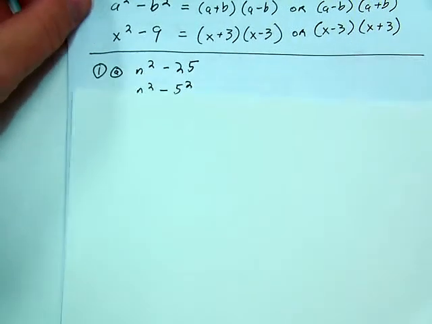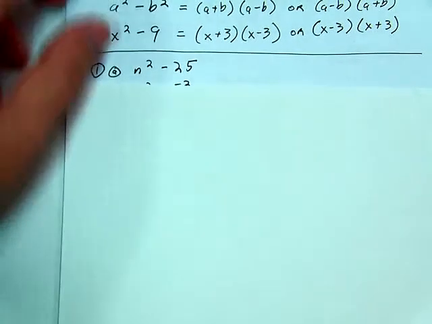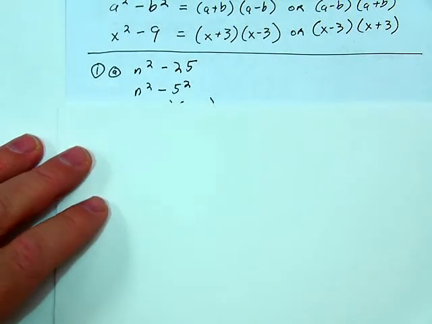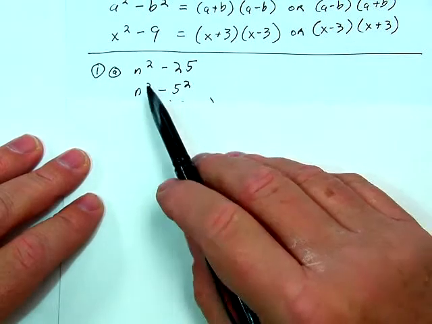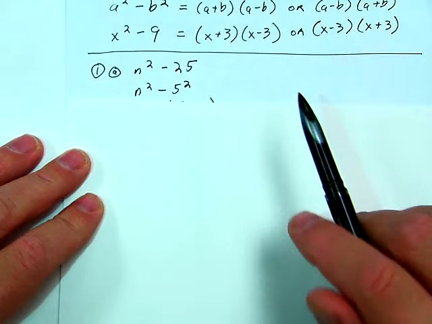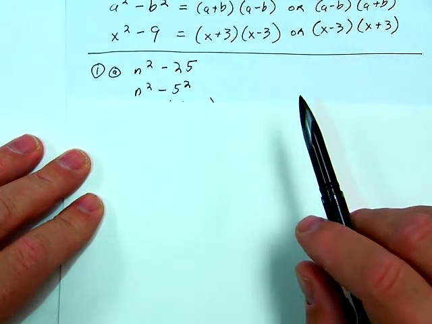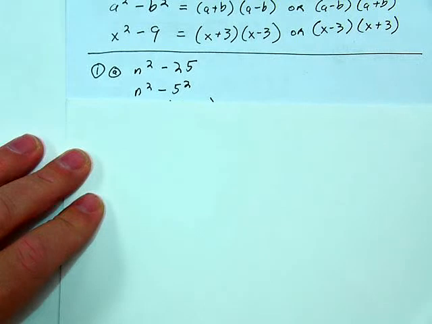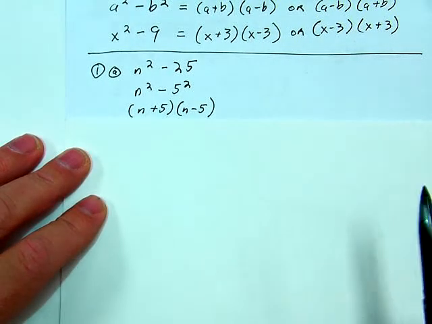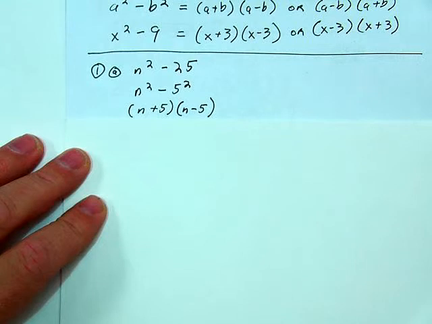All right, example 1a in your book. What if I have n squared minus 25? Well, the first thing I notice is that's really n squared minus 5 squared. So it's a difference of squares. And since it's a difference of squares, I can immediately take it to n plus 5 times n minus 5. And that's how simple this is.